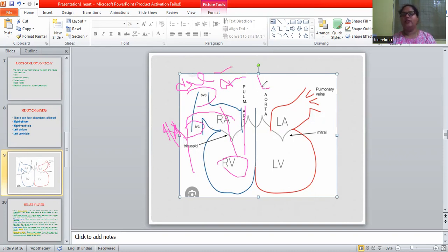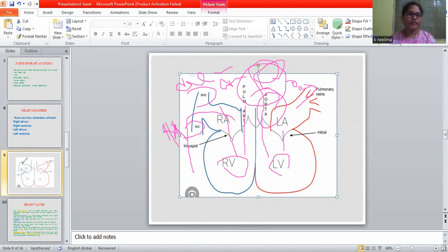After the lungs, the pulmonary veins carry blood to the left atrium. Which kind of blood? Pure, oxygenated blood. It carries it to the left atrium through the pulmonary vein, then it passes through the mitral valve to the left ventricle. From the left ventricle, through the aorta, it passes to all body parts. The aorta is very important, a very big structure that carries blood from the heart to all parts of the body.